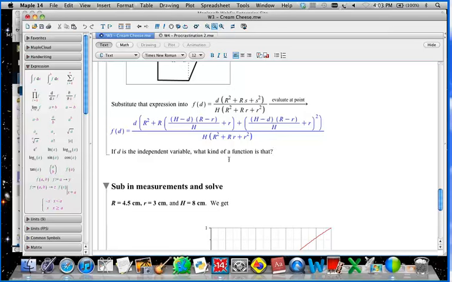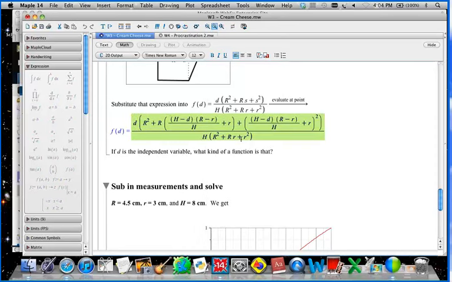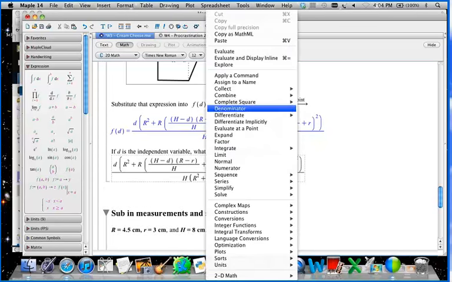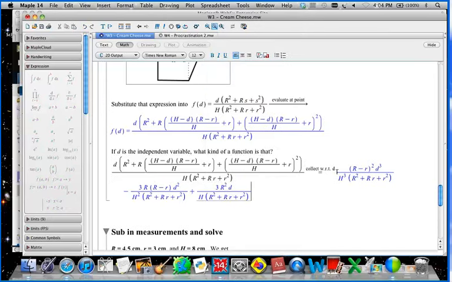Now, D is the independent variable. What kind of a function is it? Why don't we manipulate this a little bit, and we're going to let Maple do the hard work here. Let us collect D. I just want to grab this part here. I'm going to copy that, paste it there. And let's collect D. That means we're going to try to factor out D if possible. And this is the expression that results.